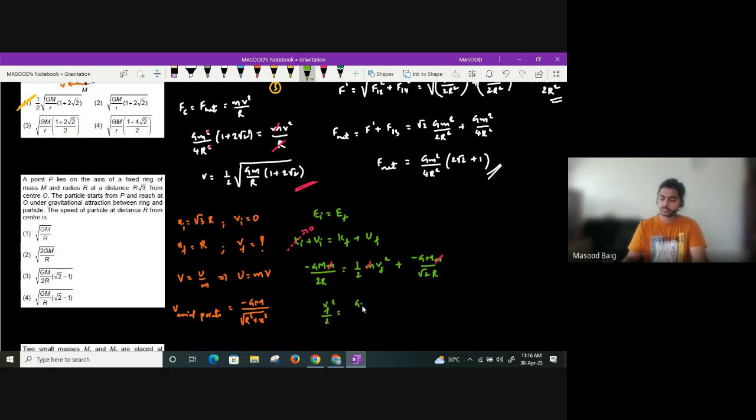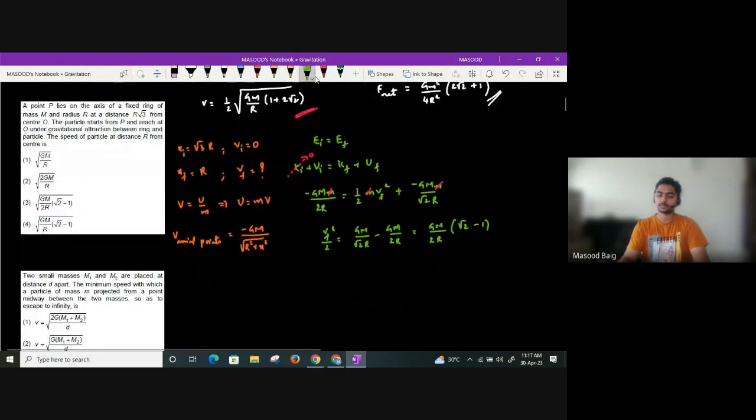If I send this to the other side, I'll get GM divided by root 2r minus GM divided by 2r, guys. Yes or no? So what can we take? Let us take GM divided by 2r common. So in the first term, what I'll get? Root 2 minus 1. So what can we cancel out now? So v square. Again, very good questions, guys. What are we going to get here? The v square value, the 2 and 2 will anyhow get cancelled out. So the vf square value, I'll get it as GM by R into root 2 minus 1.